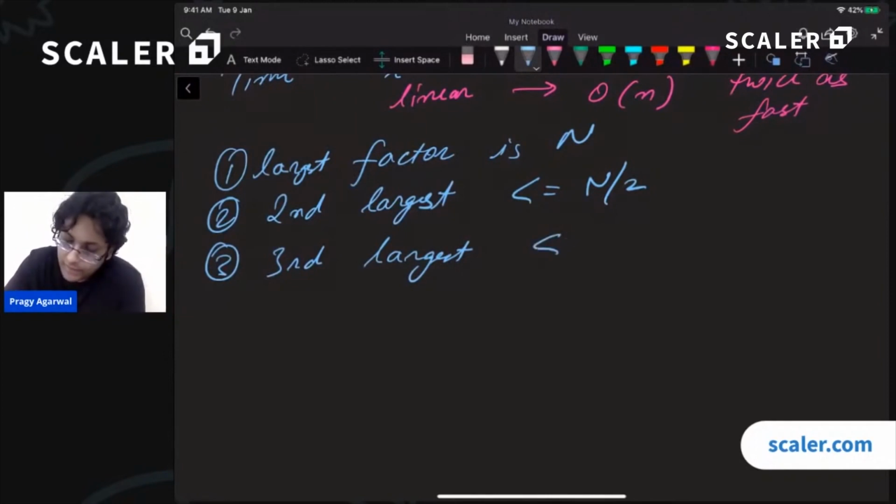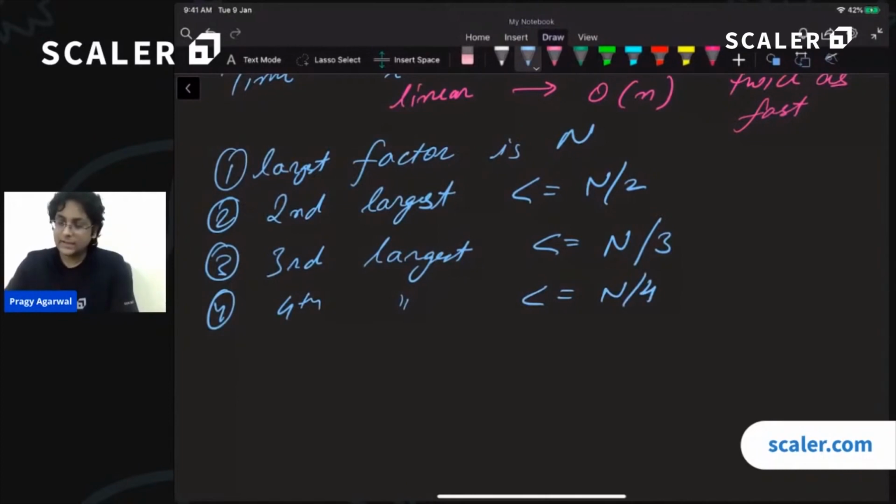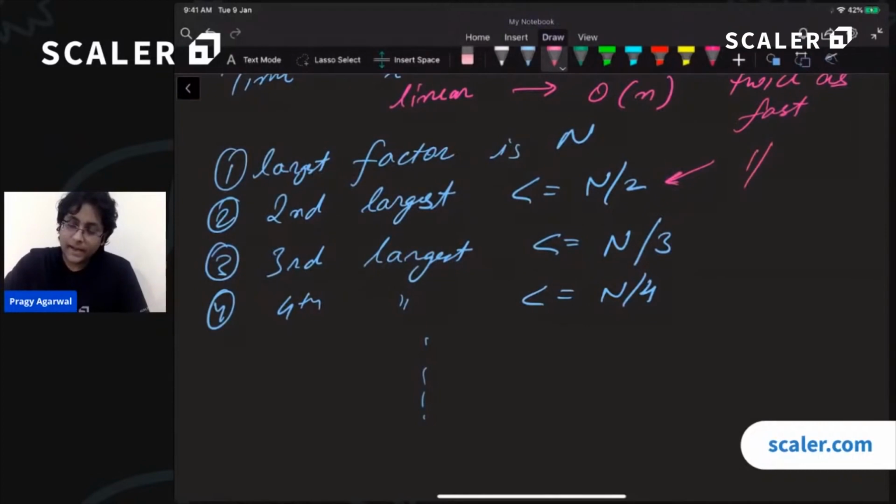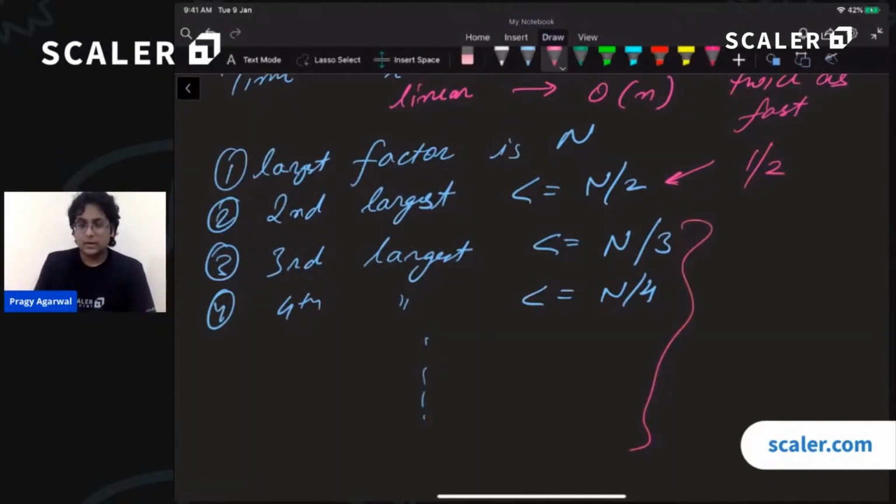So the third largest factor has to be, at max, less than or equal to n by 3. Similarly, the fourth largest factor has to be less than or equal to n by 4, right? And so on. So we see this pattern over here. Is that clear? Cool. Now the question is, we could use this particular observation to reduce our time complexity by half. How do we utilize all these observations?